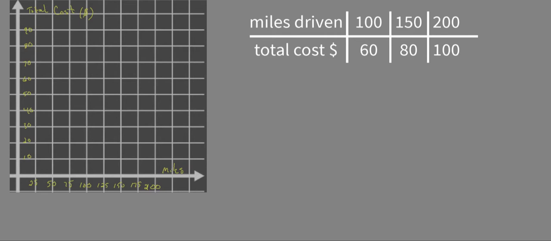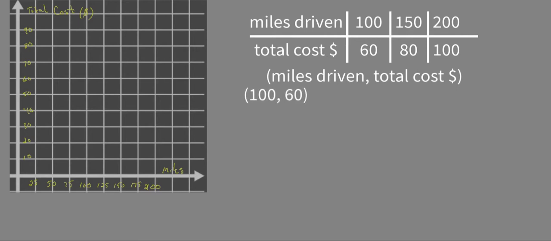Now what we want to recognize is that each one of these represents an ordered pair of miles driven as the input and total cost in dollars as the output. So we have as our ordered pairs 100, 60, 150, 80, and 200, 100. So let's go ahead and plot those points.